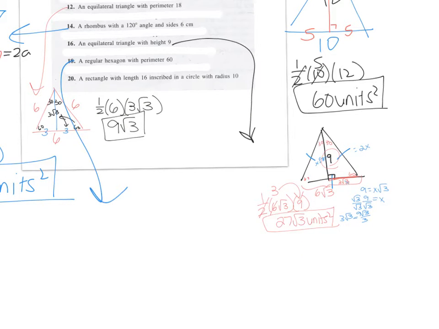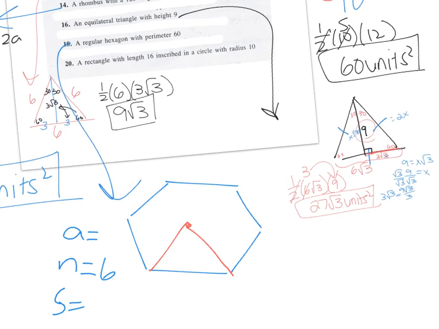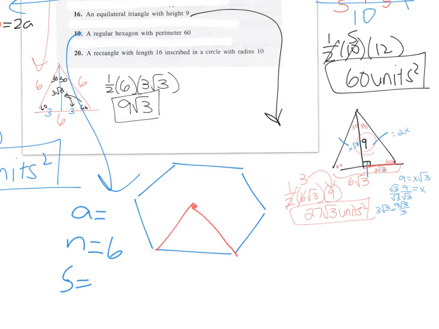18, a regular hexagon with perimeter of 60. So this is the first regular polygon we've done. That's one of the special right triangles. Hexagon, which has how many sides? Okay, if I make my central angle on a hexagon, 360 divided by the number of sides would be 60. Cut it in half. What's the angle at the top? Okay, it says the perimeter is 60, which means good. So this whole side is 10.